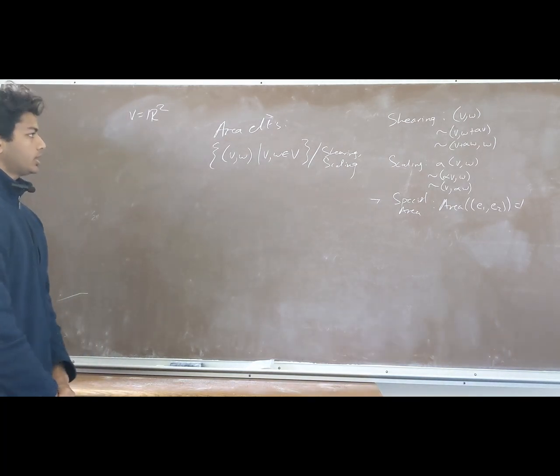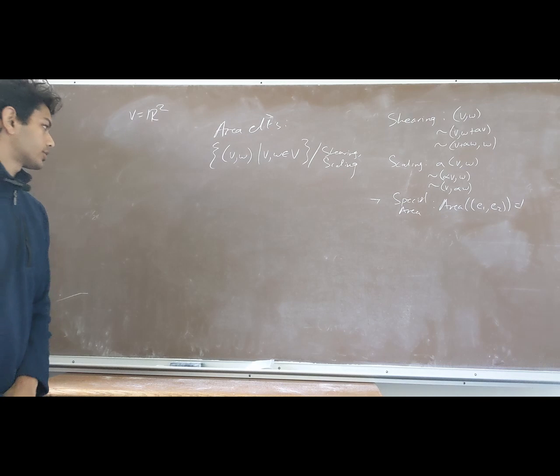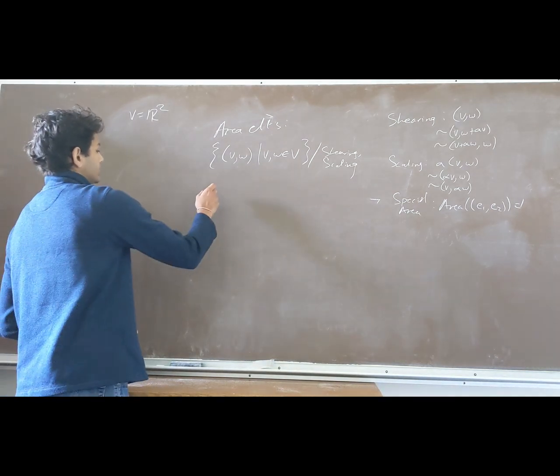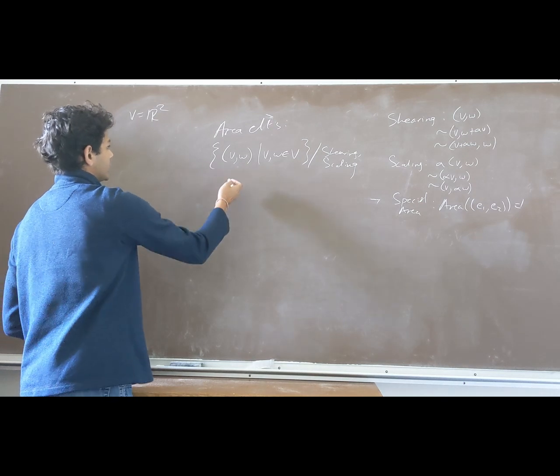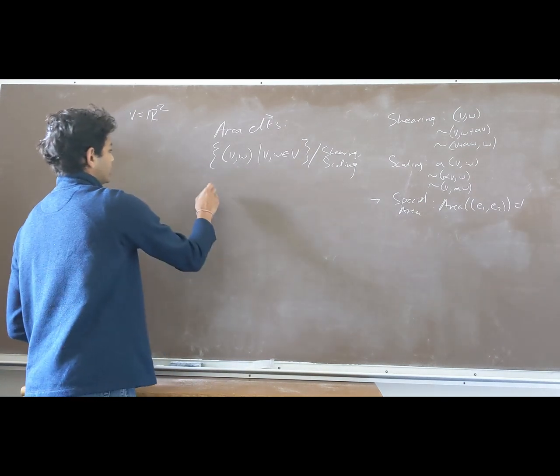Okay, so now I'll describe how areas are usually described, which is the following. You take your vector space R2, and instead of considering these pairs of vectors up to shearing and scaling, you consider two other axioms.